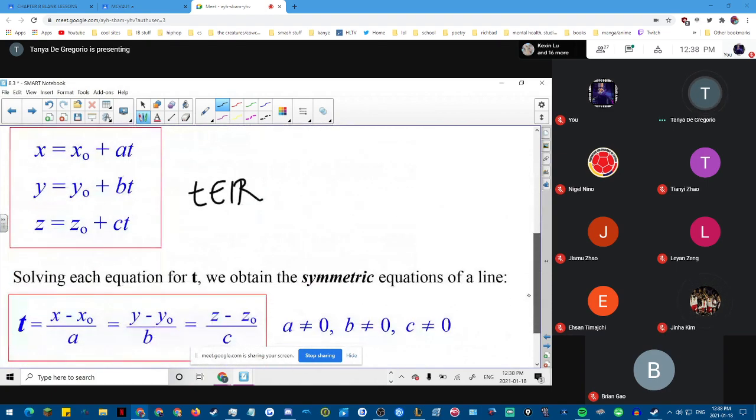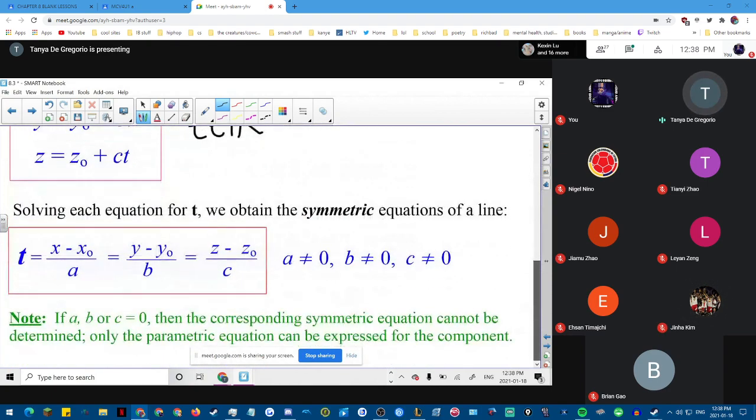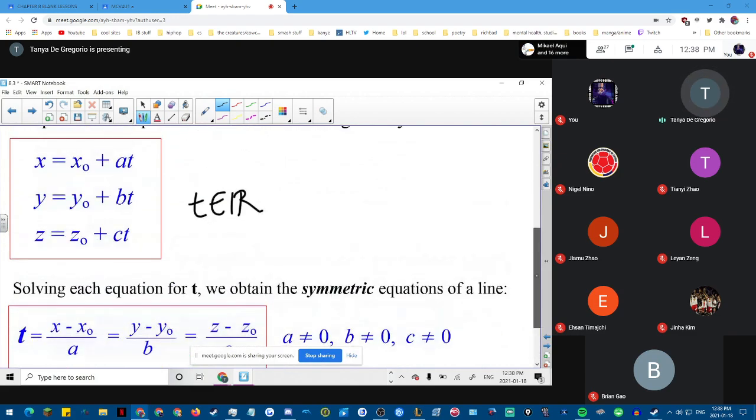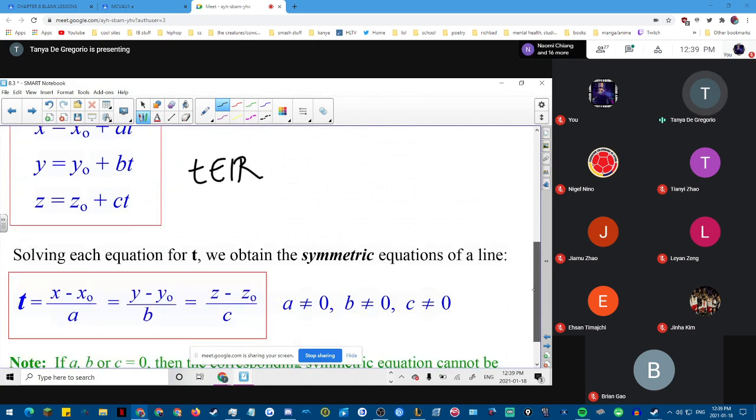All right. So now, solving each equation for t. This is how we get what are called symmetric equations of a line. So now we're just going to solve for t in each of these. So t would be equal to x minus x naught, divided by a. Then in the next equation, y minus y naught divided by b. And then you have z minus z naught divided by c.